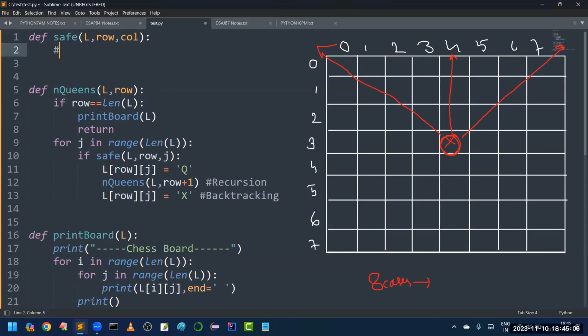The first case I am giving the title vertical up. Vertical up in the sense, from this third location to the fourth location, do you have any queen in this particular column? We have to check.